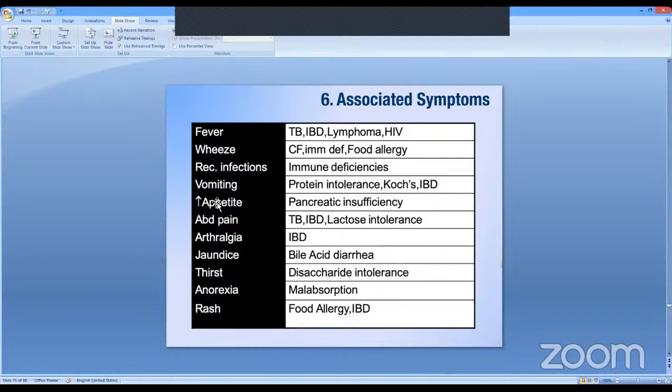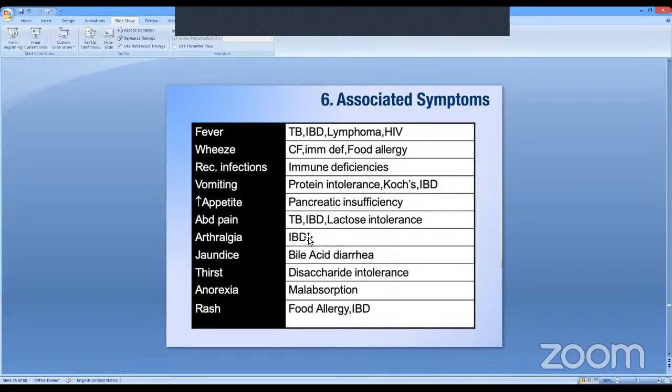Increased appetite, because we have seen most of the cases are associated with decreased appetite. But if you get a history of increased appetite, it is mostly pancreatic insufficiency. Abdominal pain: TB, IBD, lactose intolerance.